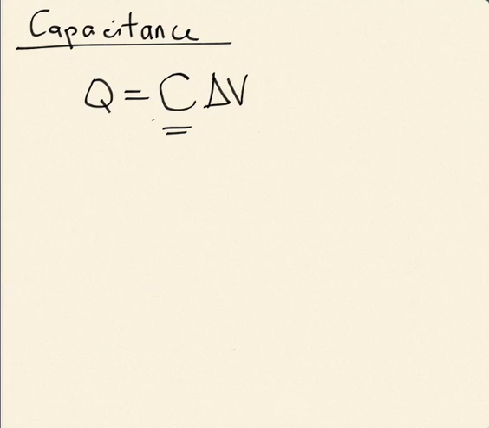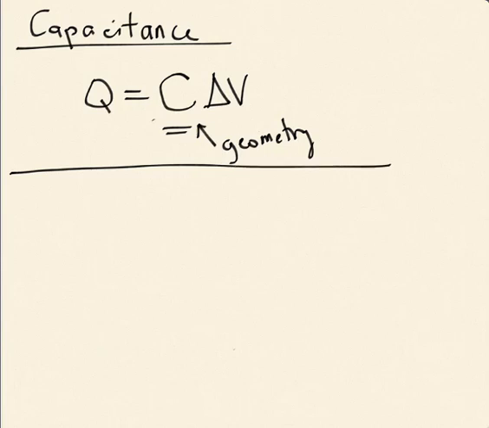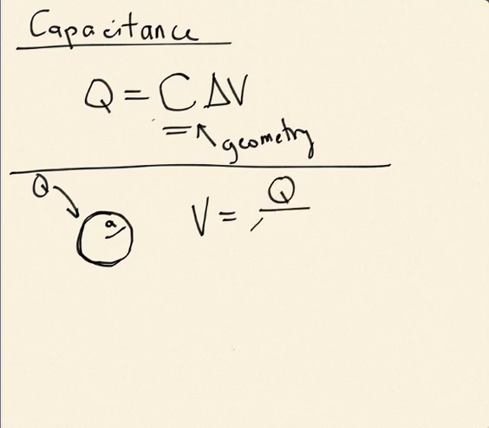Now it turns out this C, capacitance, will depend only on the geometry of the object. Let me give a couple of examples. The first simplest example is if I just have a conducting sphere of radius A, and on that sphere I place charge Q. If I do that, then I know that the potential of the conducting sphere is going to be Q over 4 pi epsilon naught A. Now, where did that come from?